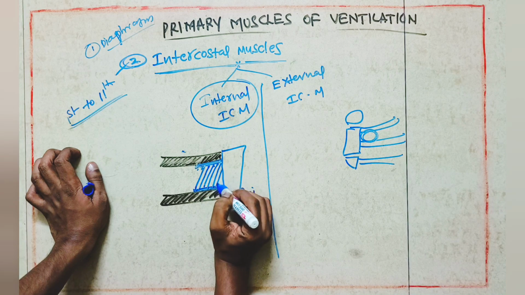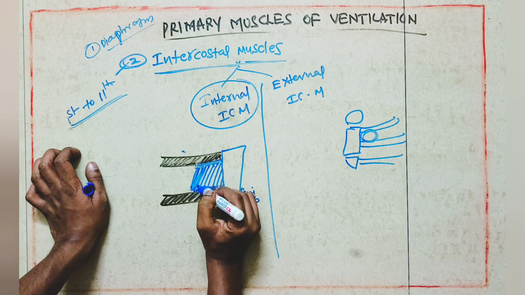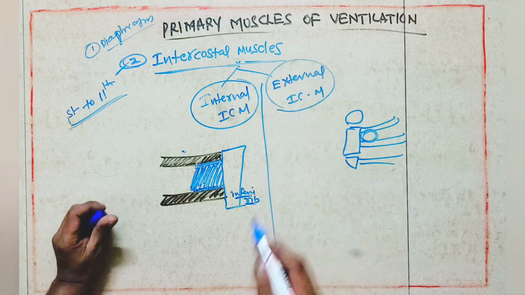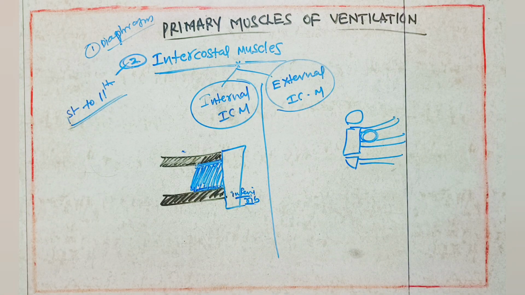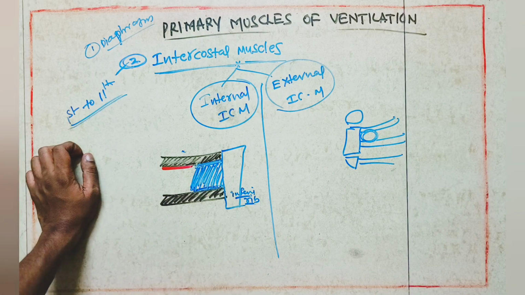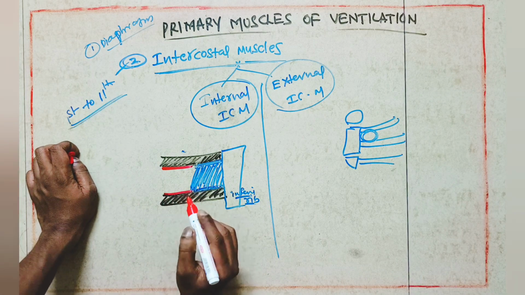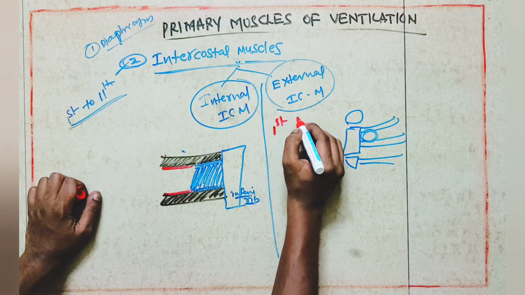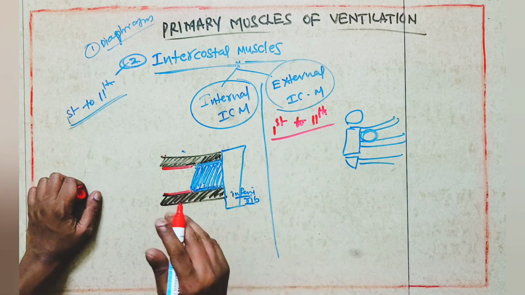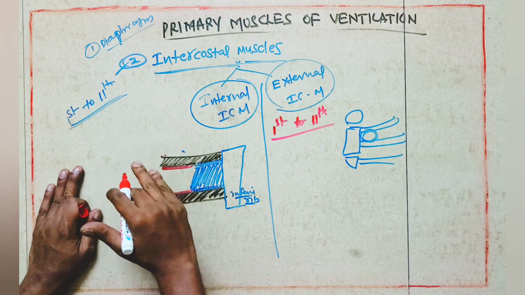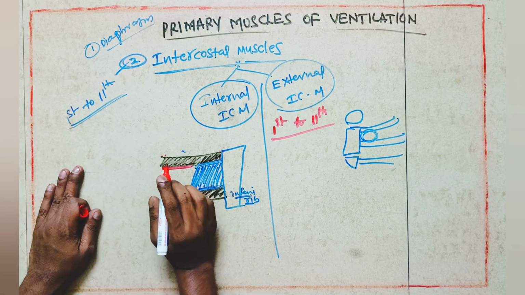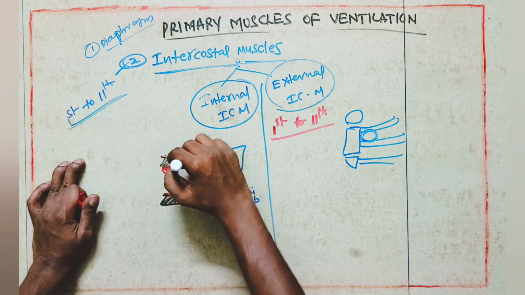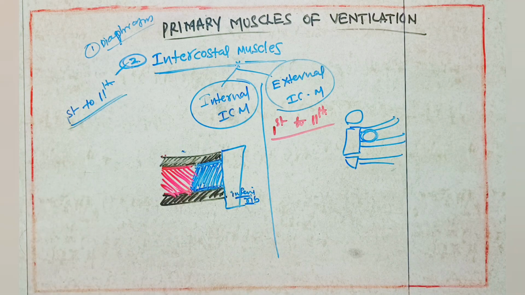The fibers of the internal intercostals will run downward and posterior. This is the fiber orientation for the internal intercostal muscles. Suppose we take external intercostal muscles: they will start from the inferior portion of the rib, and insert on the superior portion of the rib below this rib. Here also, from the first rib to the 11th rib will have external intercostal muscles. The external intercostal fibers run downward and oblique. This is the only variation we should understand.